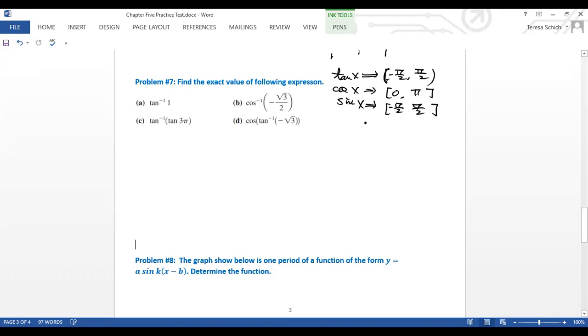Okay, so now let's take a look at part A here. Tangent, arctangent 1.